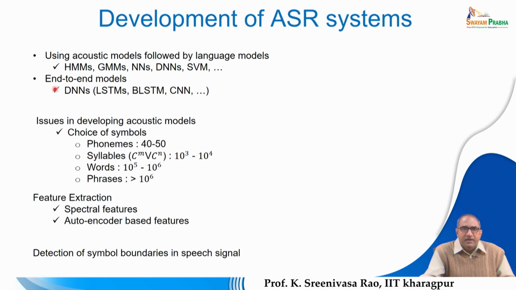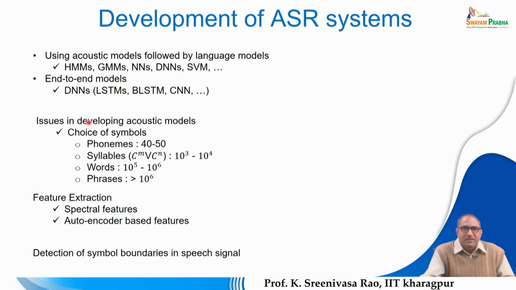But the requirement in the case of end to end models is that a huge amount of labeled, annotated data is required. So if it is available, then it is better to go for end to end models, where the performance of the system is very high and robust also.